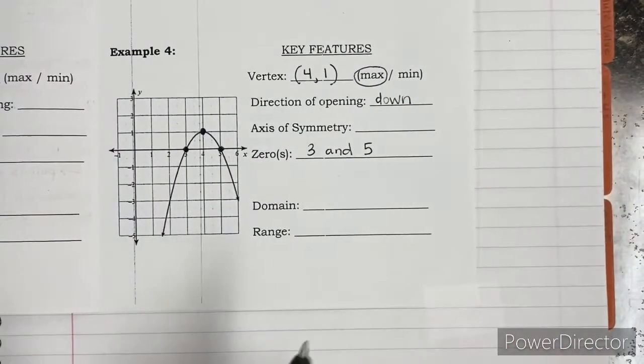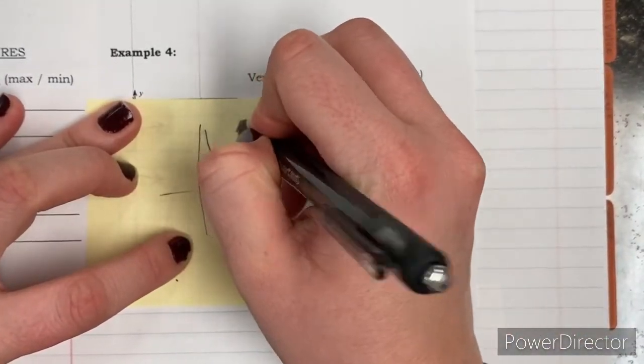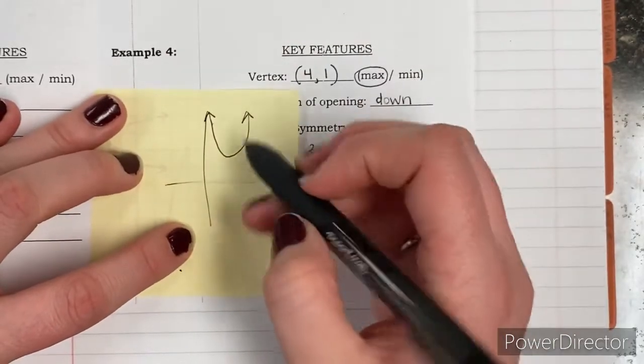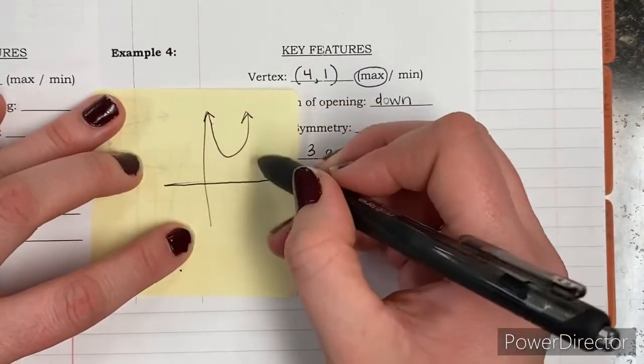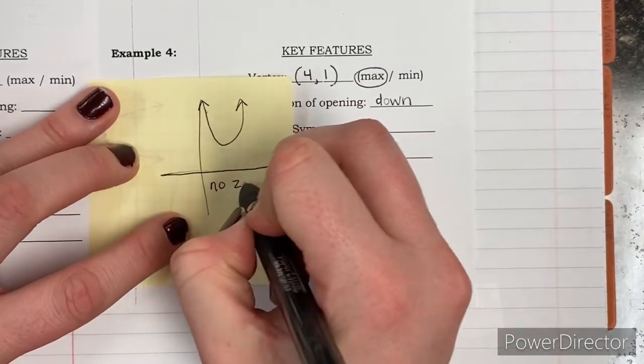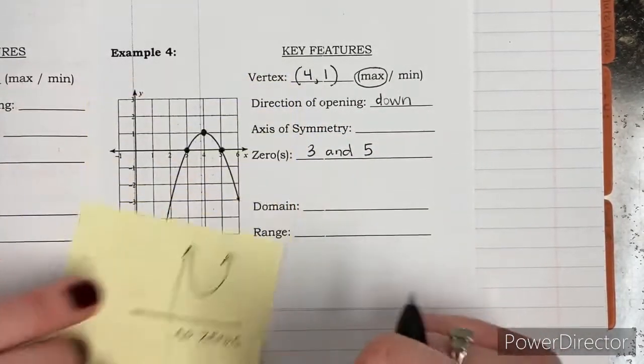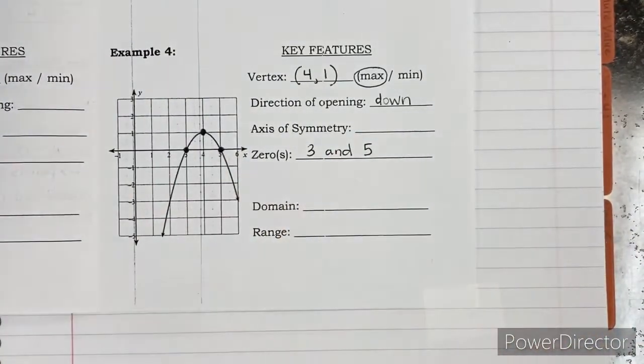Now, just a quick little note. If you have a graph that looks like this, and it doesn't touch the x-axis at all because the x-axis is underneath it, there will be no zeros for this one. And you have to make sure that you write no zeros. So you do have an example of that in this foldable, so just be mindful of that.